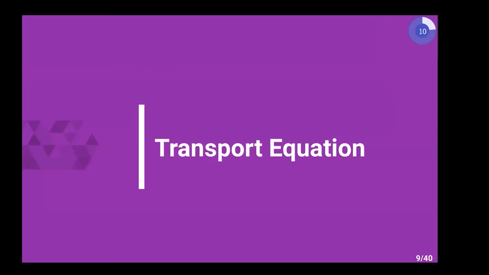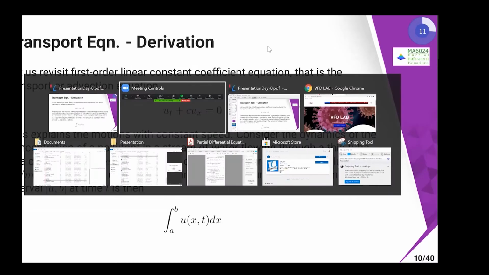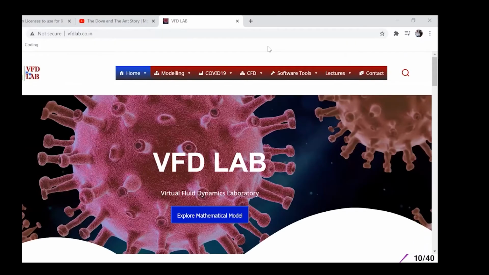So now let's see the transport equation. This is one of the important equations in first order PDE. I'll try to explain it using a simple story. Have you heard of the story of Ant and Dove, from your school days or childhood? If not, I'll just tell you. From that, we are trying to derive the PDE, the transport equation derivation.